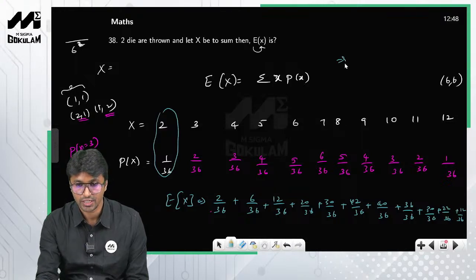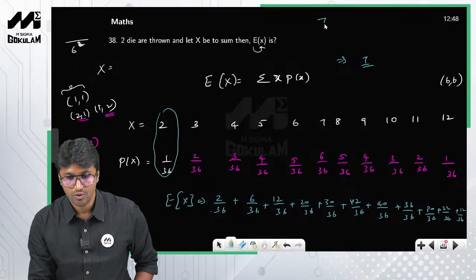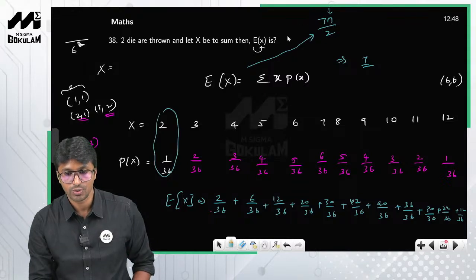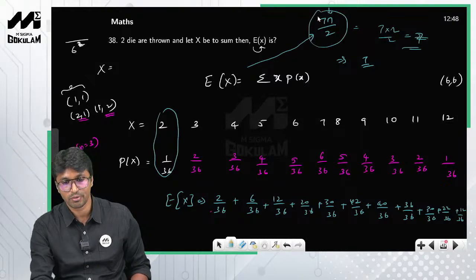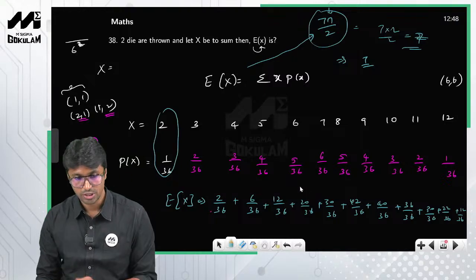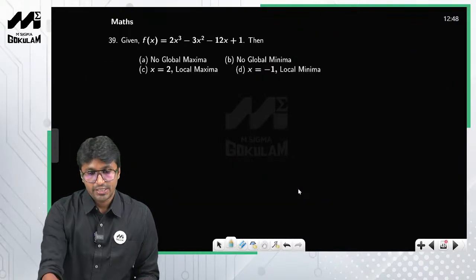So when you solve this, it comes out as 7, right? Okay, so you also have a direct formula: the expectation is nothing but 7n by 2, where n is the number of dice thrown. Here you have 2 dice thrown, so the value of n is equal to 2. So this is nothing but 7 into 2 by 2, which is 7, right? So which is direct, but you need to remember this. If you don't remember this, this is how you solve this particular problem. Okay, now let us move on to the next problem.